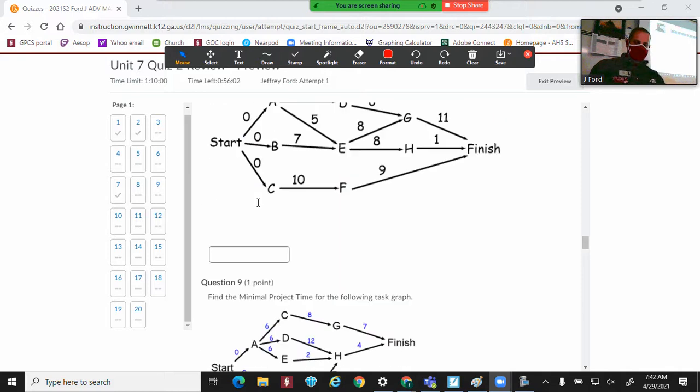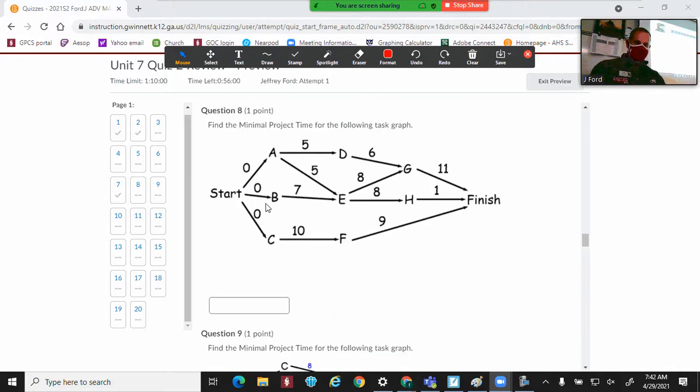Next one. Now let's get into the nitty gritty. Let's find the minimum project time for the following task graph. What I'm going to do is start with start, but my answer is going to be whatever number I put on the finish line. I recommend you go back and look at these videos so you know how to start it, how to run it, and how to analyze it.